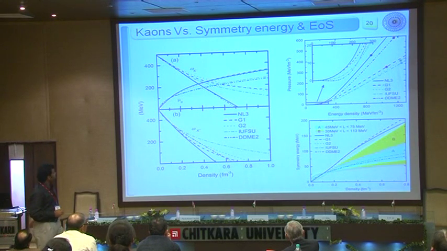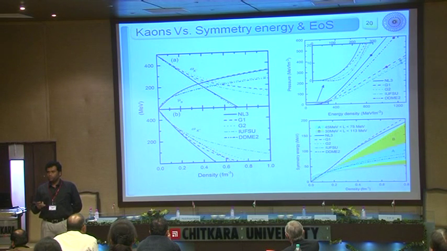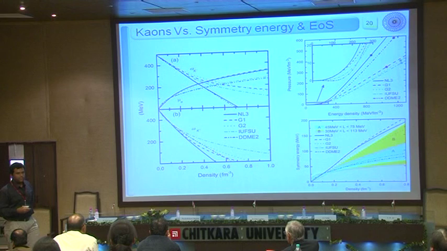So what is important here is that the point at which the K minus can come into the picture depends upon the density dependence of symmetry energy. So we have yet another importance for the symmetry energy that decides at what point the kaon will condense.